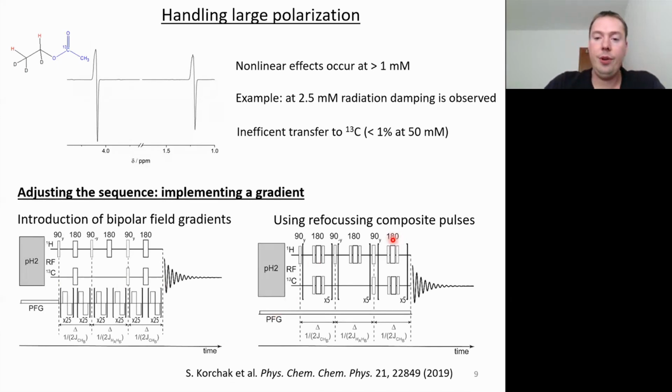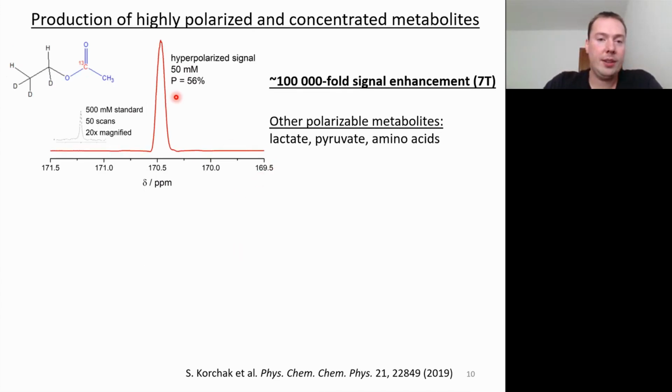Or we do an echo refocusing, because we might then have convection or diffusion effects on top. With these echoes and a constant pulsed field gradient that actually broadens the line width of our NMR, we can get rid of the effects that we've observed here. When we do the readout, we finally managed to get very close to 60% polarization in these highly concentrated samples of 50 millimolar. Compared to 7 Tesla thermal polarization, this corresponds to something like a 100,000-fold signal enhancement. We're currently on the way to making this happen for other metabolites like lactate, pyruvate, and amino acids.